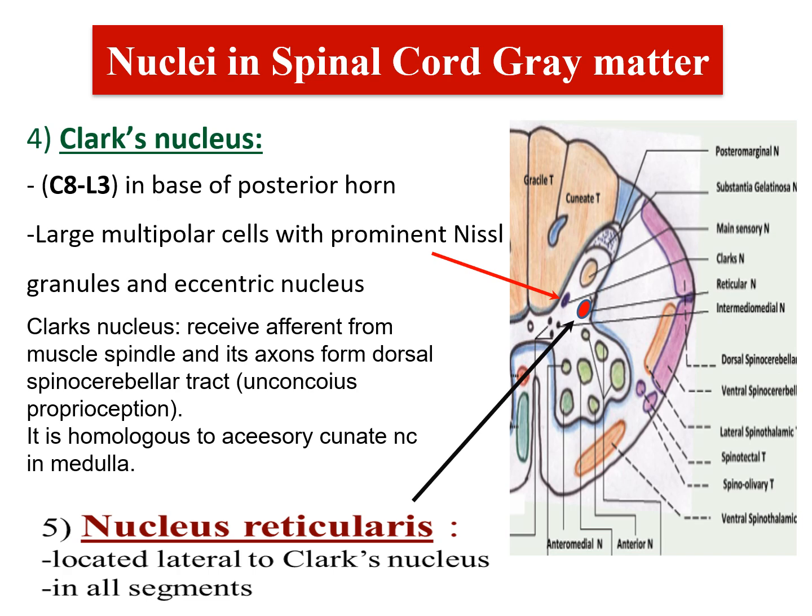The fifth one is called nucleus reticularis, labeled by the black arrow here on the diagram. It is located lateral to Clark's nucleus, as I can see on the diagram, and it can be found in all segments of the spinal cord.